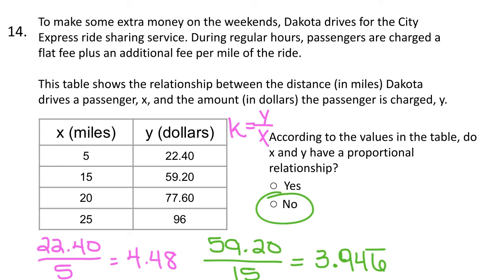this table. Another hint that there is no proportional relationship within this table is in the problem stating that passengers are charged a flat fee plus an additional fee per mile. There is no addition in a proportional relationship. Something to keep in mind.